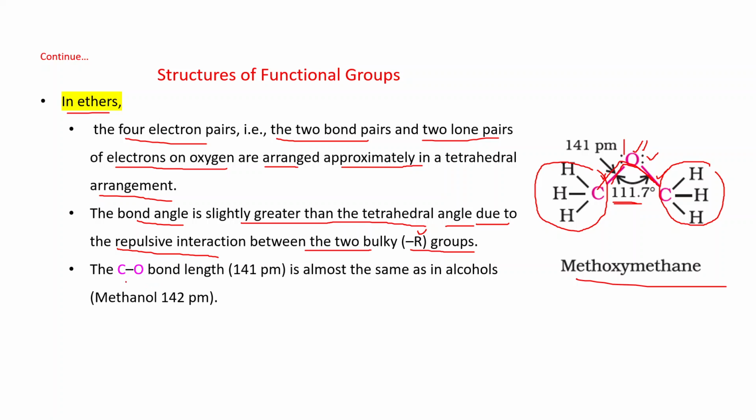Okay. The CO bond length, 141 picometer, is almost the same as in alcohols, that is in methanol, 142 picometer. Now if we compare this bond length, this one, this is 141 picometer in methoxymethane, and in case of alcohol the bond length of carbon oxygen is also the same, like 142 picometer, almost the same.